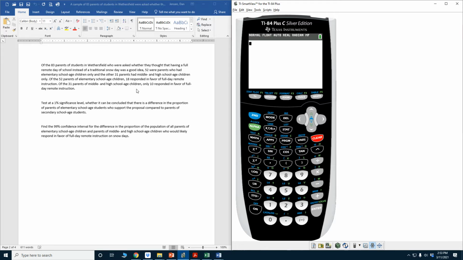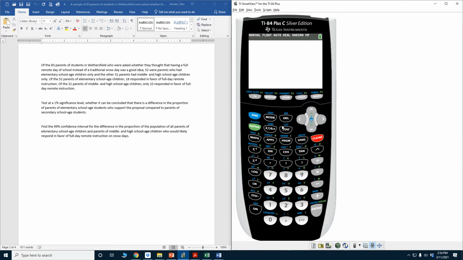And what we're wondering here is to test at a 1% significance level whether it can be concluded that there is a difference in the proportion of parents of elementary school-age students who support the proposal compared to parents of secondary school-age students. Theory being, parents of elementary school-age children and the parents of high school children may feel differently about whether we have a traditional snow day or to do remote instruction on that snow day. So if I want to do a hypothesis test to determine is there a difference in those proportions, my null hypothesis will be, of course, that P1 minus P2 is equal to 0, that there is no difference.